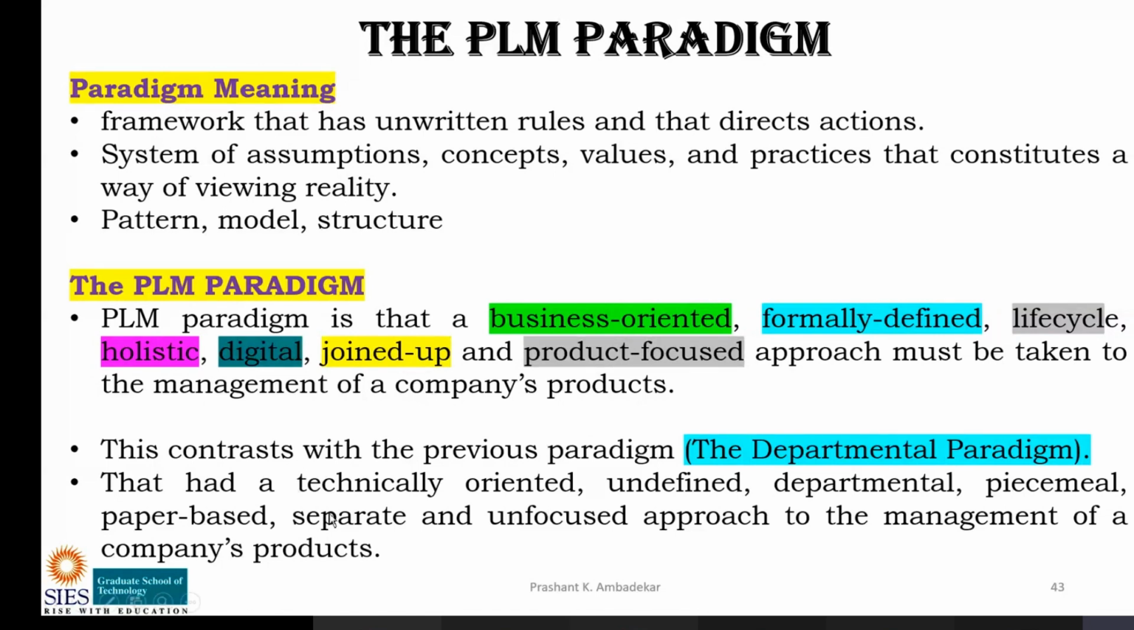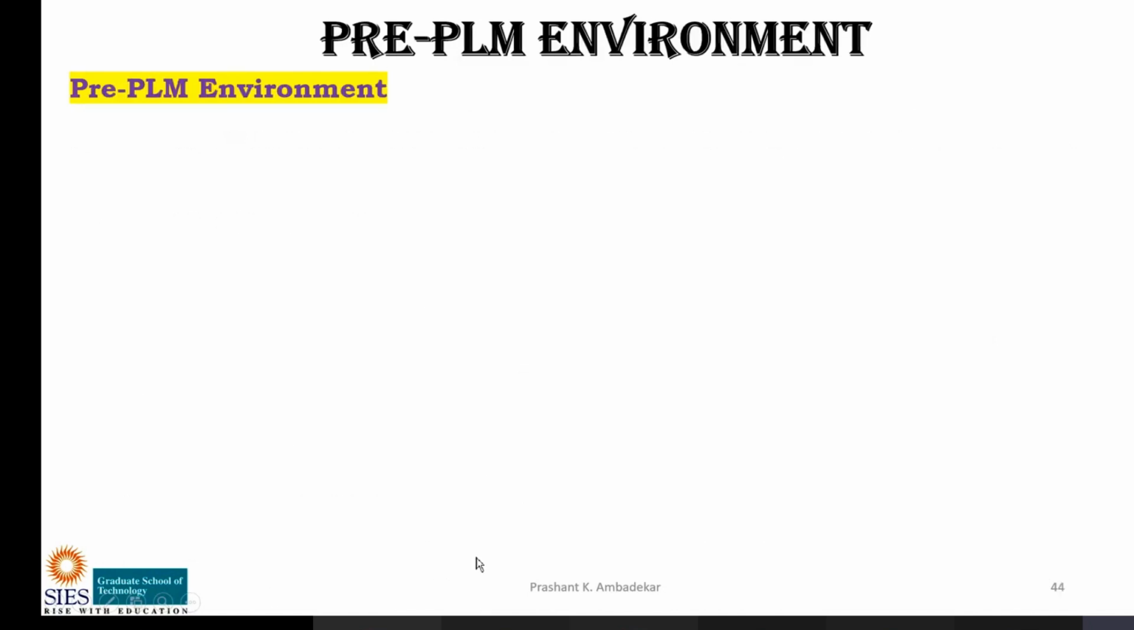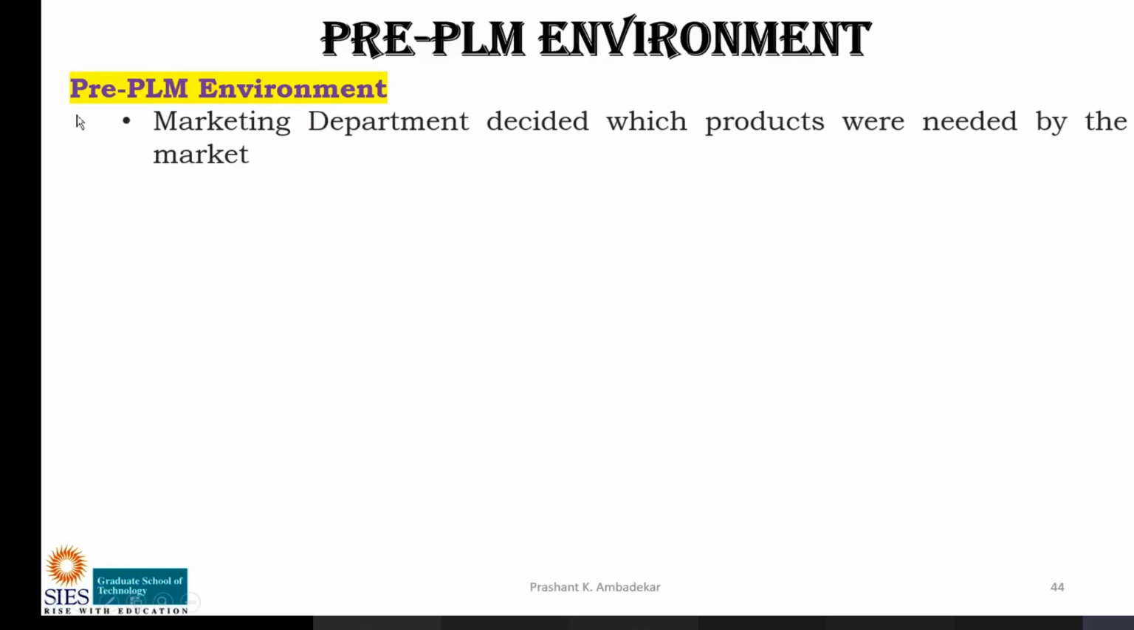Okay, so this was the approach earlier to the product. Then this is about the pre-PLM environment that we are talking about. So what exactly was happening is explained here in detail. The marketing department decided which products were needed by the market. Okay, they decided, these are the products that are needed by the market.